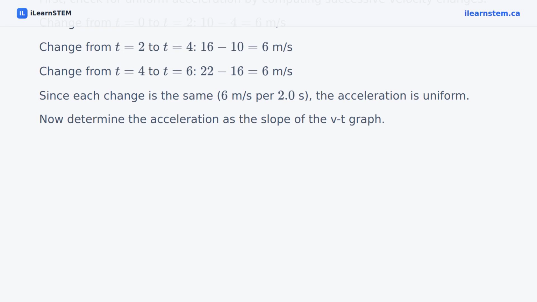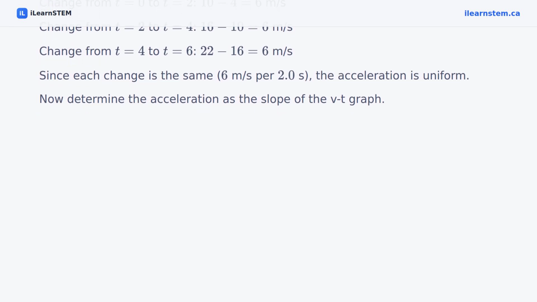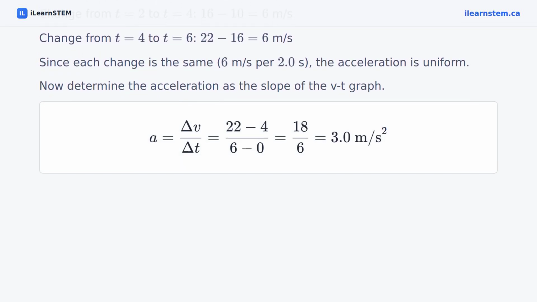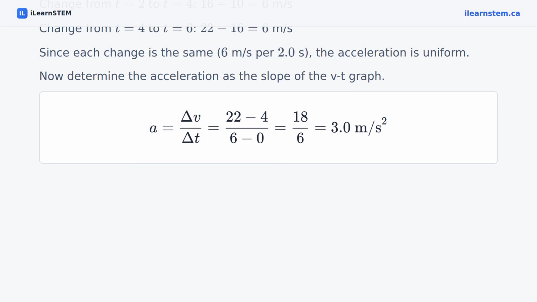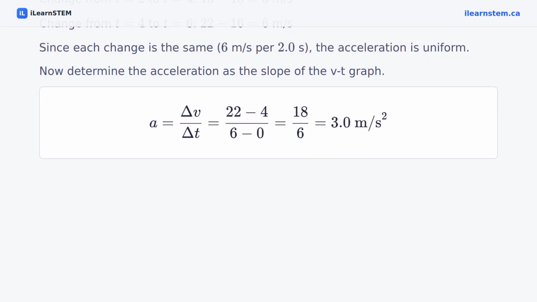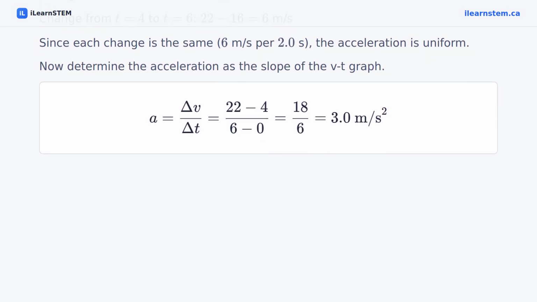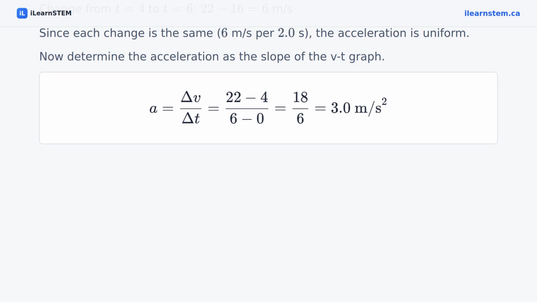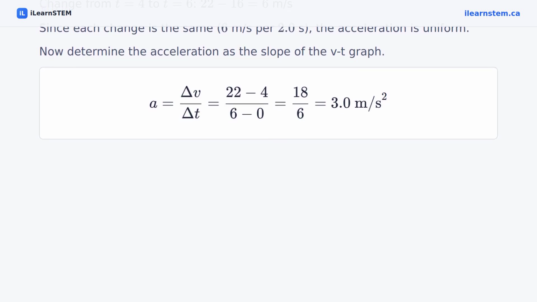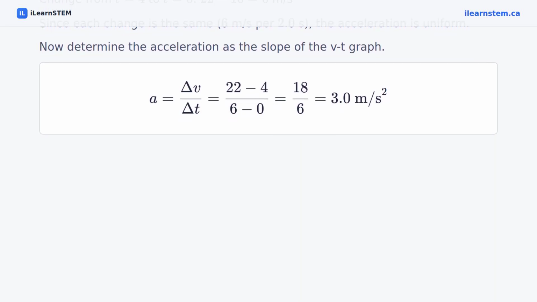Now we determine the acceleration as the slope of the velocity time graph. Acceleration equals change in velocity over change in time. Using the first and last points, the change in velocity is 22 minus 4 equals 18 meters per second, and the change in time is 6 minus 0 equals 6 seconds. So acceleration is 18 divided by 6, which is 3.0 meters per second squared.